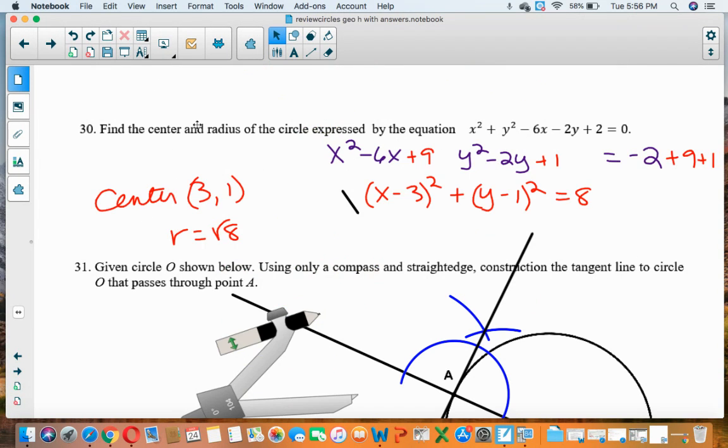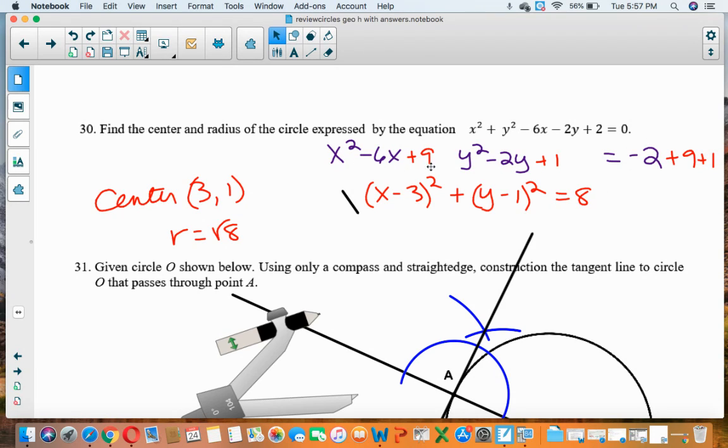Next one, number 30, you need to find the center and the radius of that circle, so I complete the square. Everything in purple was the original equation, and then you can see in red is what I added on to each one. So I take half of -6 is -3, -3 squared is 9. Add 9 to the left, you must add 9 to the right. Half of -2 is -1, -1 squared is 1. So you add 1 to the left, you add 1 to the right. All of this together equals 8.